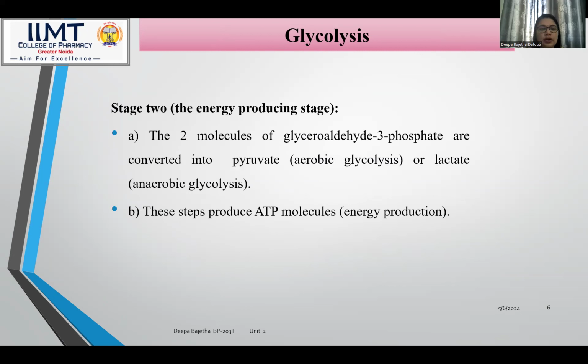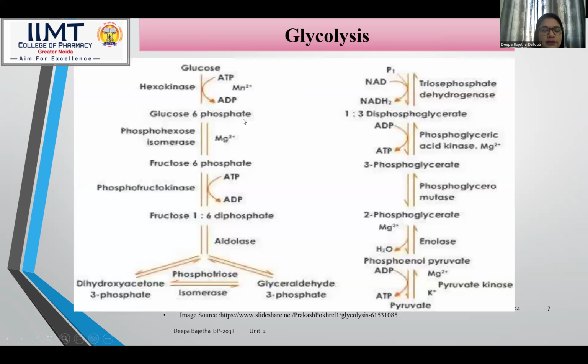In stage 2, called the energy producing stage, the 2 molecules of glyceraldehyde 3-phosphate are converted into pyruvate in aerobic glycolysis or lactate in anaerobic glycolysis. These steps produce ATP molecules. You can see in this picture, glucose is converted into glucose 6-phosphate with the help of enzyme hexokinase, and ATP is converted into ADP. ATP means adenosine triphosphate, converted into adenosine diphosphate. 1 molecule of ATP is used in this step.